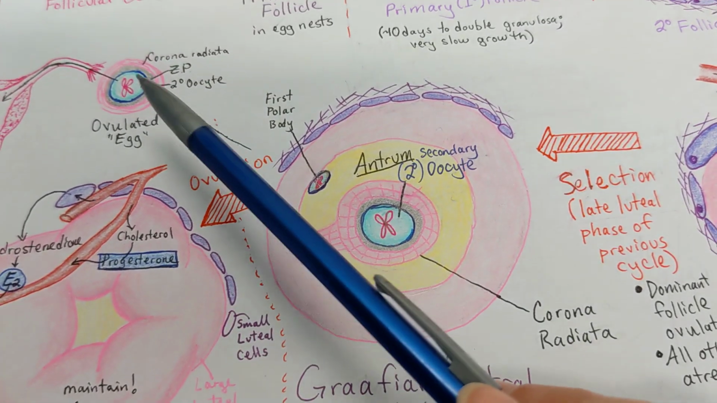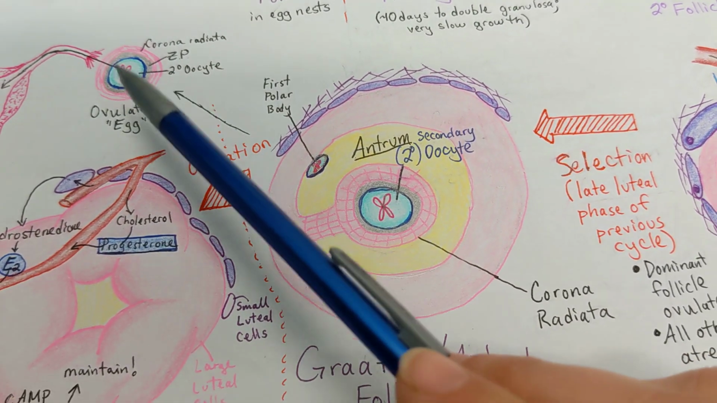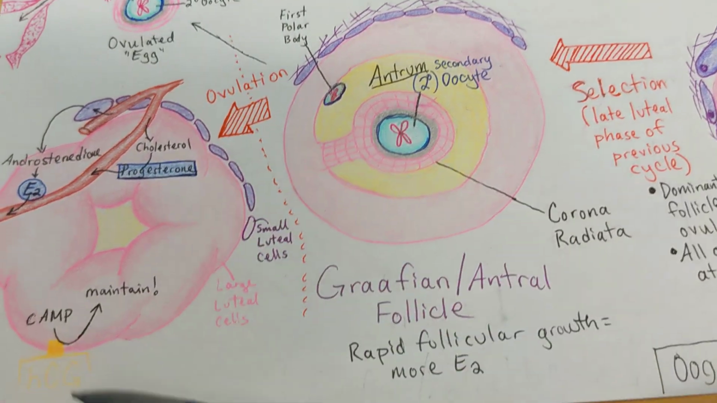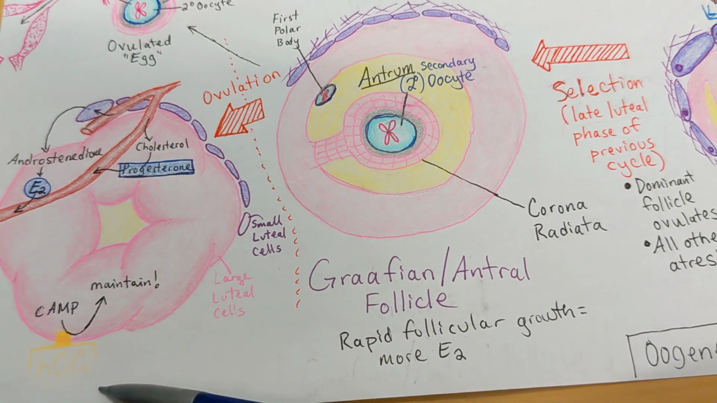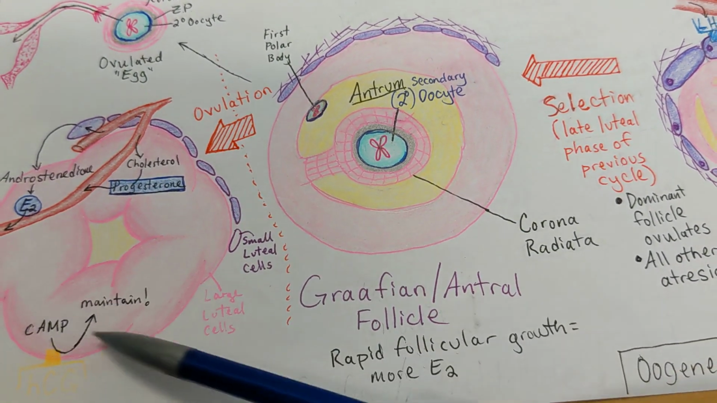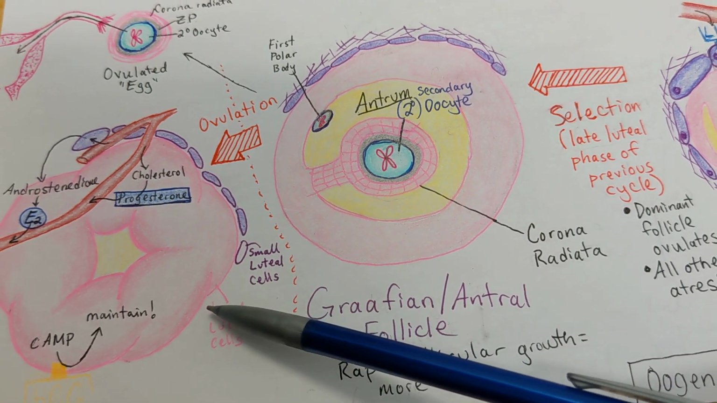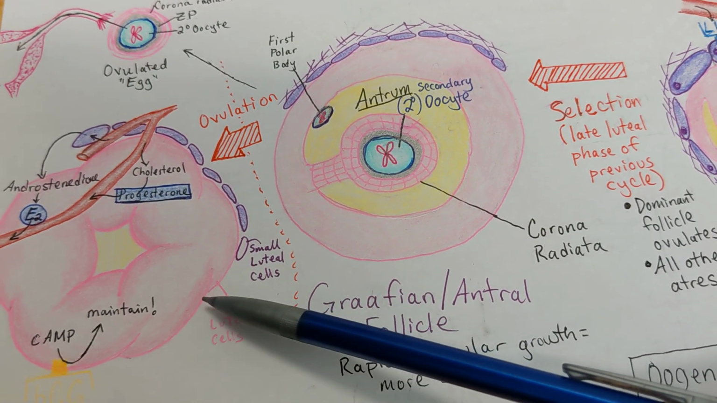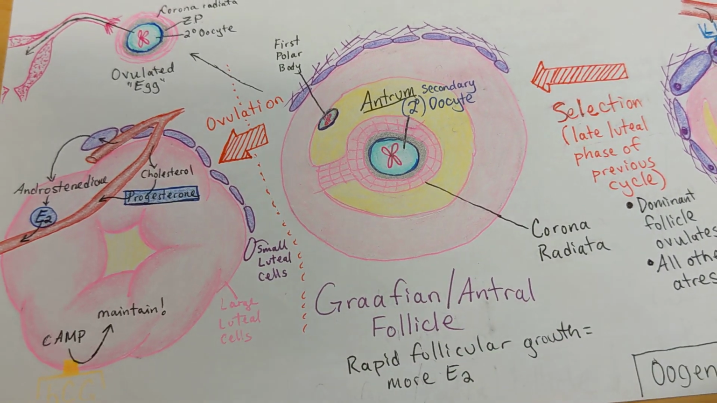If the egg is not fertilized, it will never complete meiosis II. It will never secrete human chorionic gonadotropin, and therefore, at about 10 days after ovulation, this entire structure is going to start dying off, and we're going to call it the corpus albicans, essentially like a scar of this here.